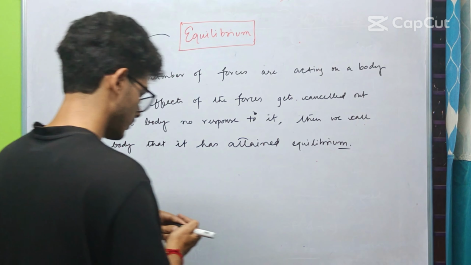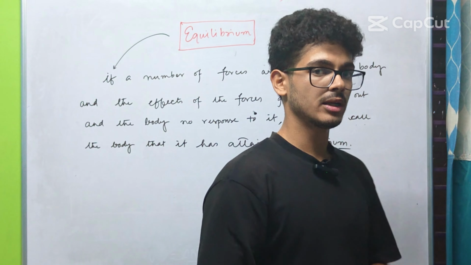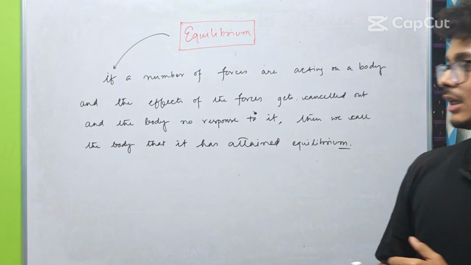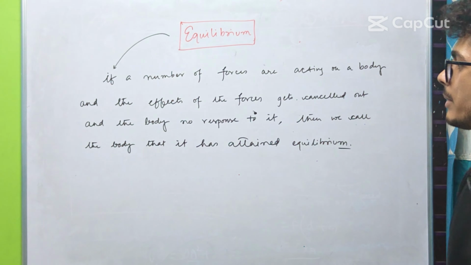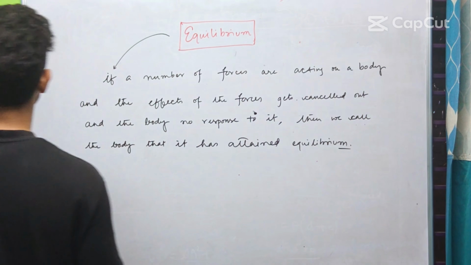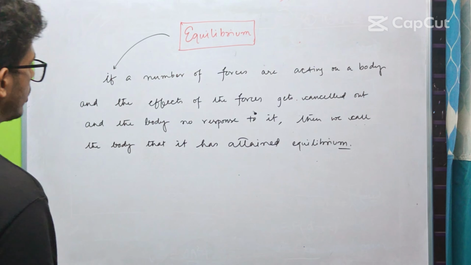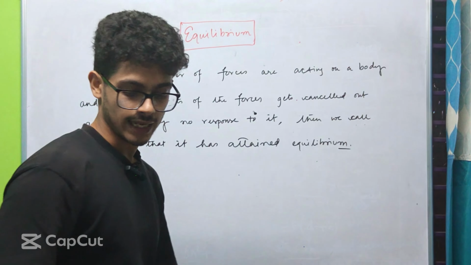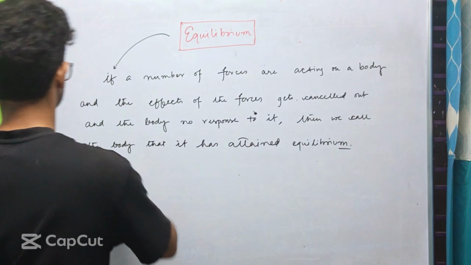So when multiple forces are acting on a body and each of the effects of forces are being cancelled by one another or being balanced by one another, then the body shows no response to it, and the body is being called as in equilibrium.